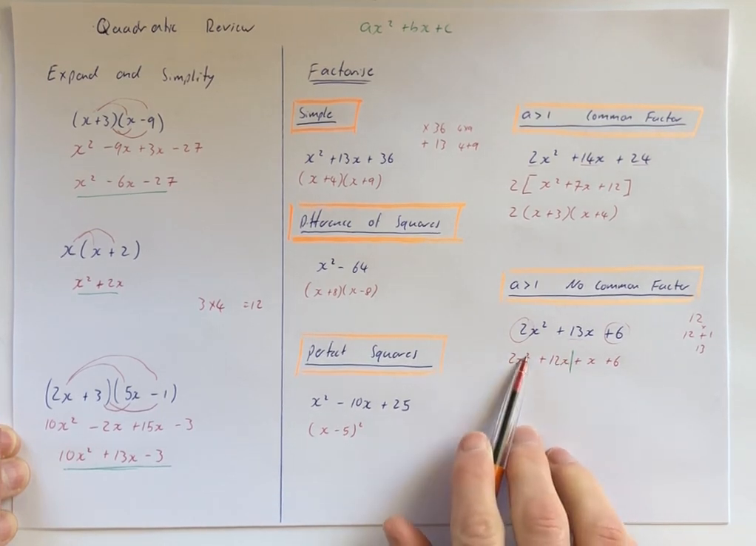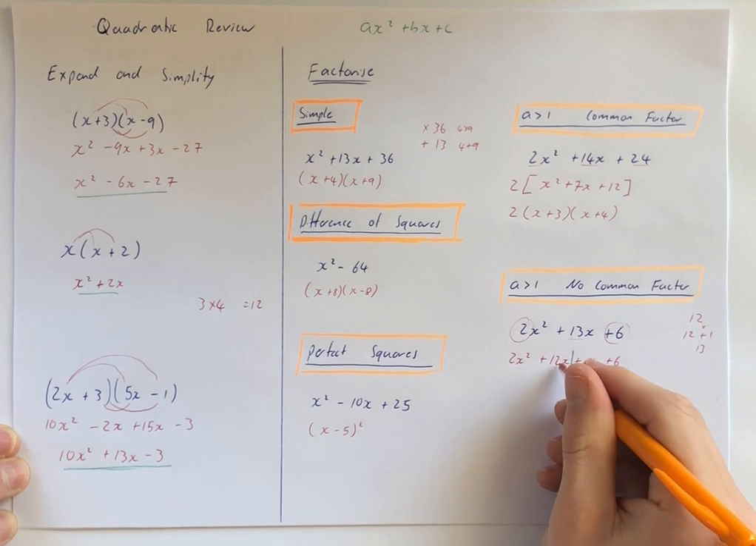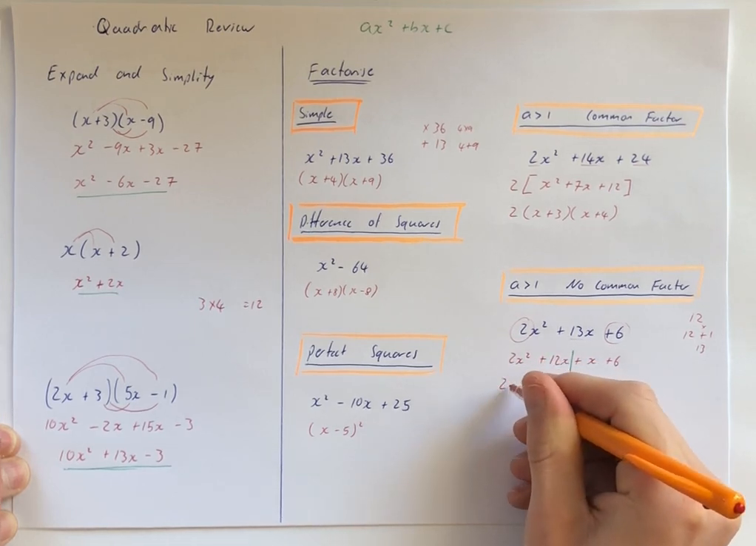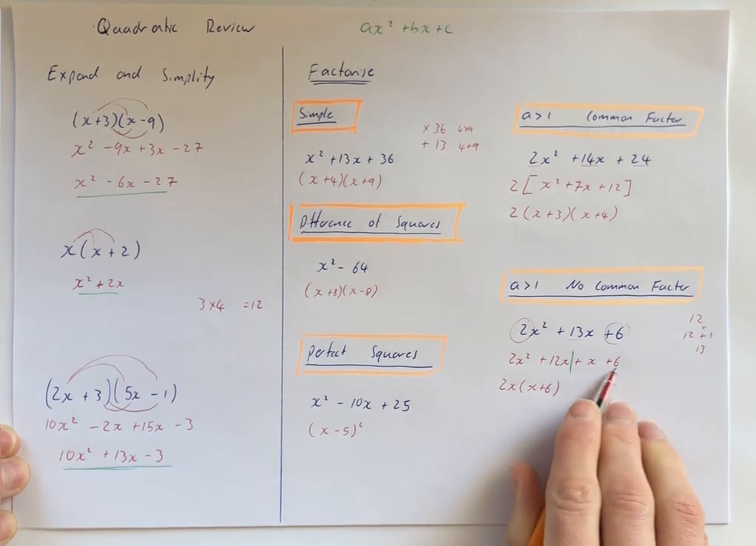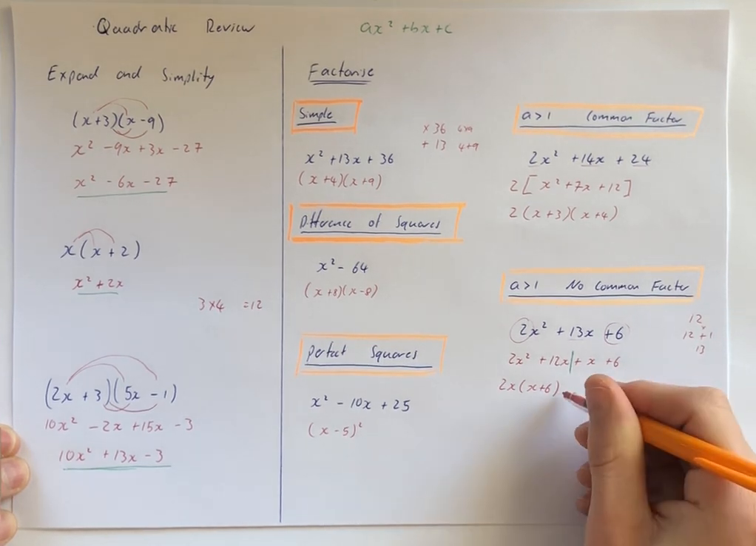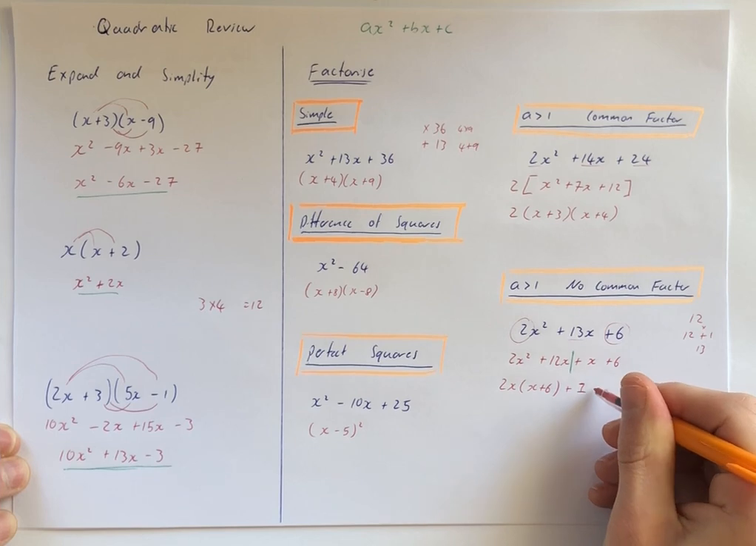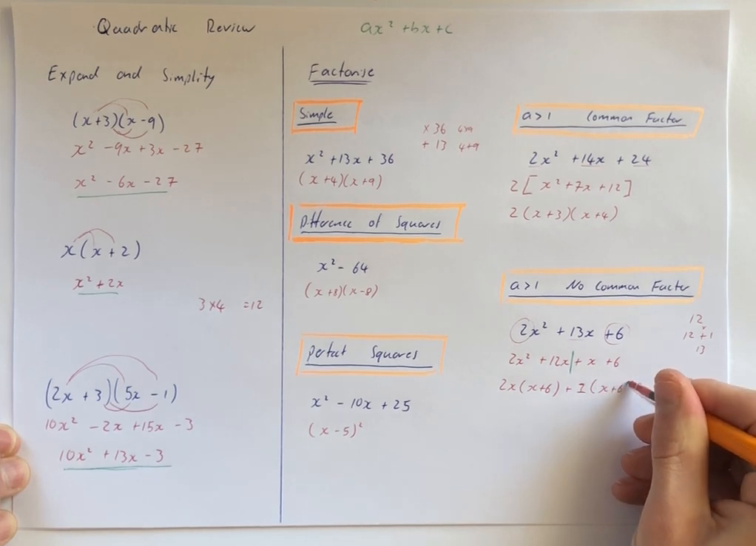So now I factorized the left hand side, so a 2 and an x can come out of both of those, leaving x plus 6, and I can't see anything being factored out of this, but I can always write a 1 as a factor.